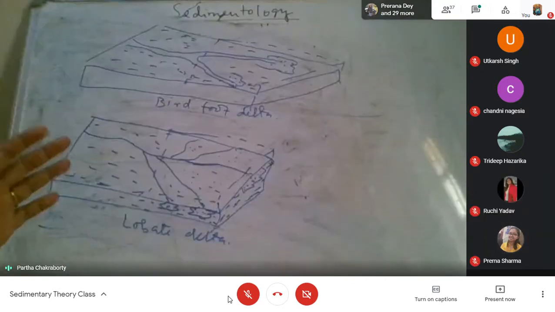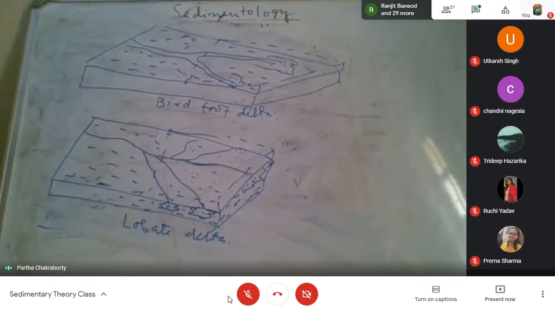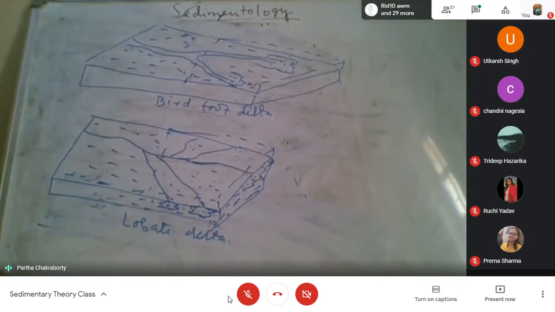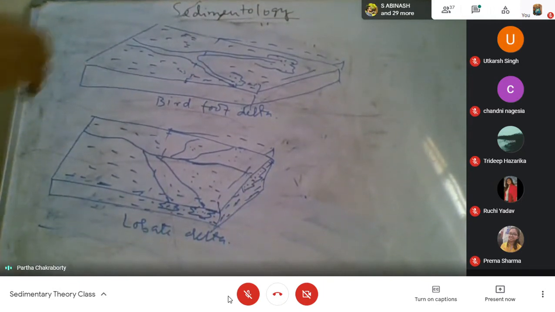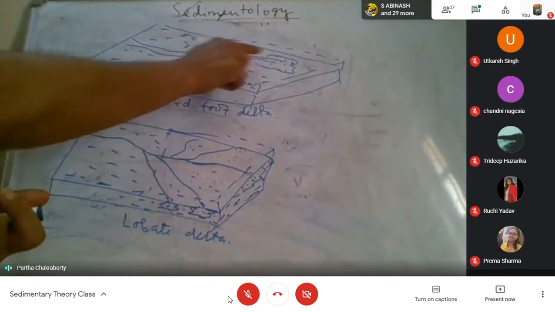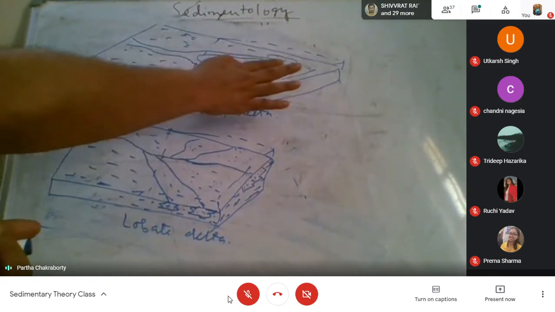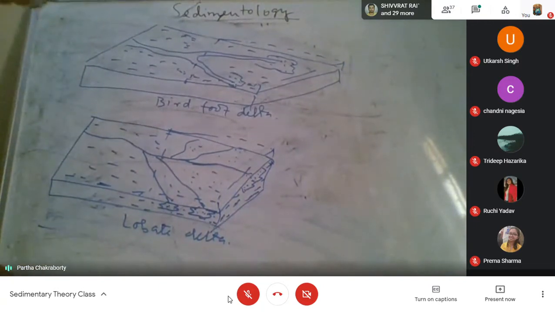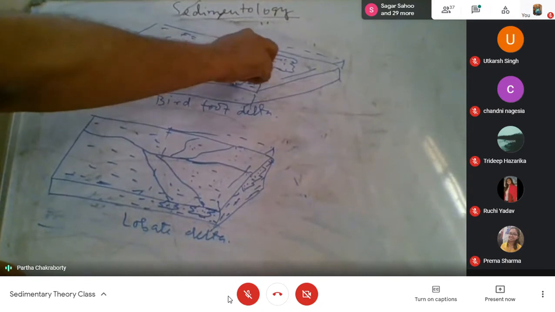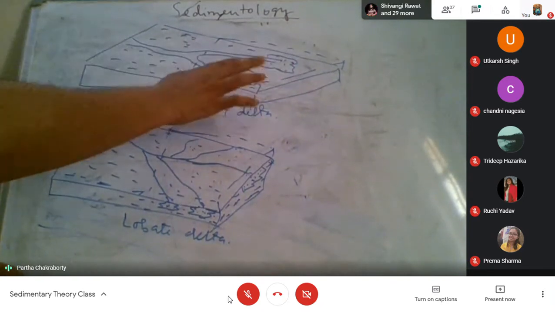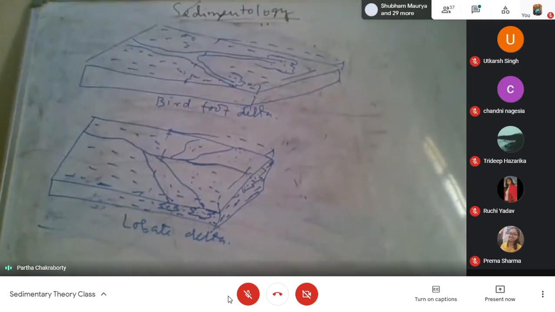So these are the three-dimensional views of the bird-foot delta and lobate delta. Now, as we know, the bird-foot delta is a fluvial dominated delta. So you get detached lobes, and the fluvial system is moving far away below the marine sea level, creating detached mouth bars at the end of the channels. It is something like the foot of a bird. That is the shape of it.